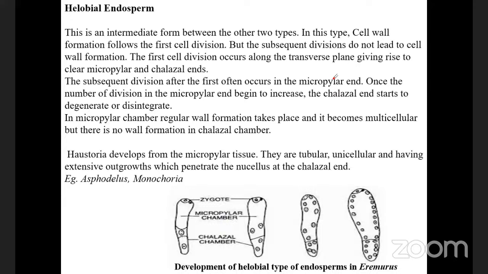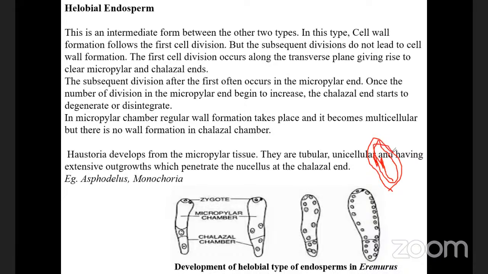And you can see the micropylar chamber regular wall formation is taking place, but in the chalazal end, the wall formation is not taking place. In this, haustoria develop from the micropylar tissues. Tubular structures, outgrowths, penetrate into the nucellar cells at the chalazal end, and then absorb the nutrition from the nucellar cells.